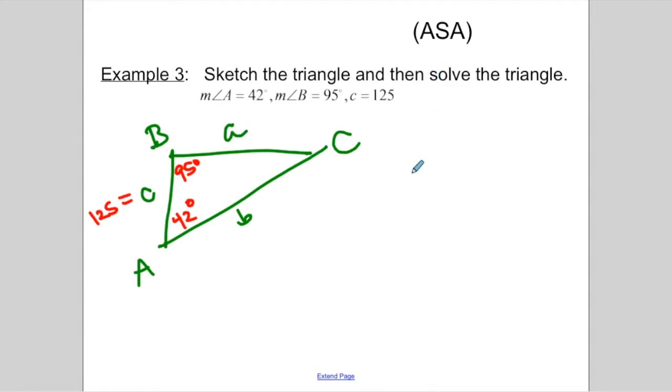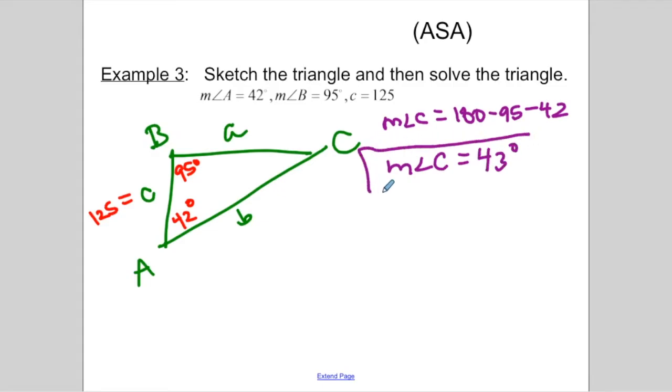This is telling me to solve the triangle. Remember, to solve the triangle means to find everything that's missing. So let's start with our angle. That's probably the easiest thing. We're missing angle C. So the measure of angle C will equal, take 180 minus 95 minus 42. So the measure of angle C, if you do that and type it in, you should get 43 degrees. So that's the first piece I have solved for. So now I have solved for angle C. So that is good.